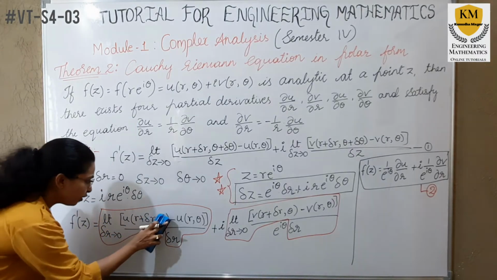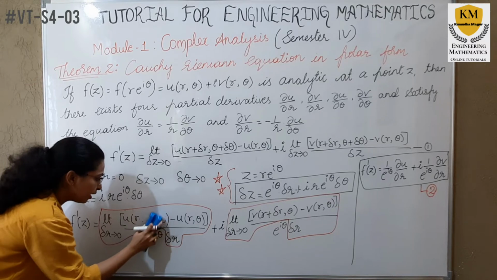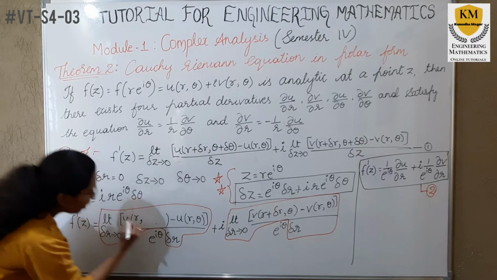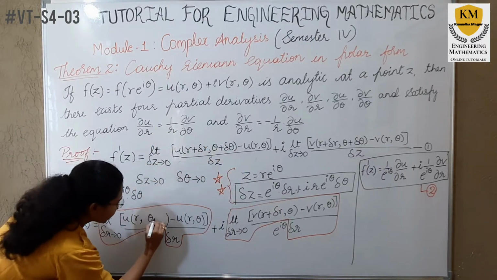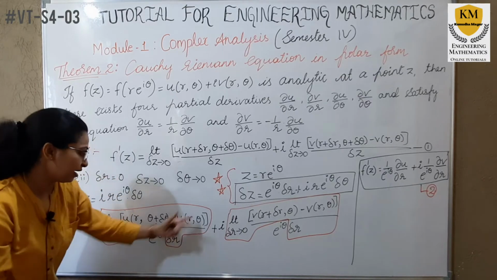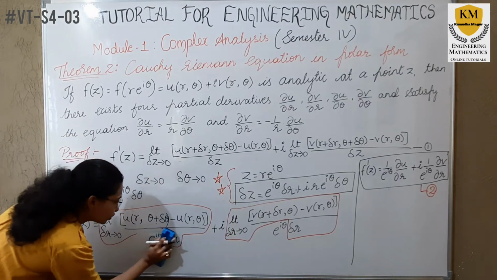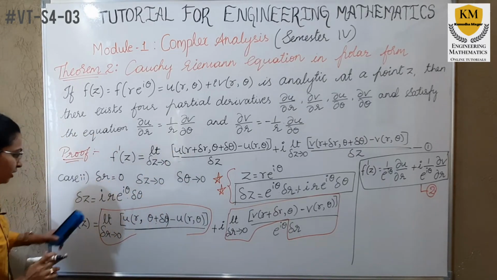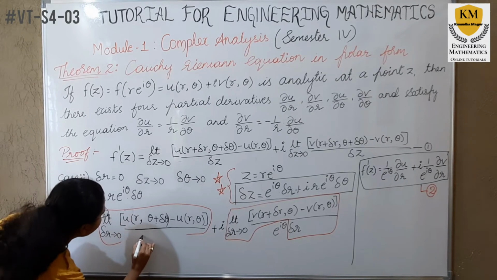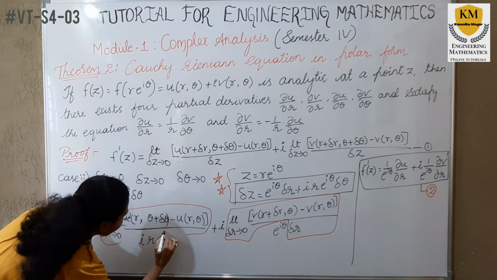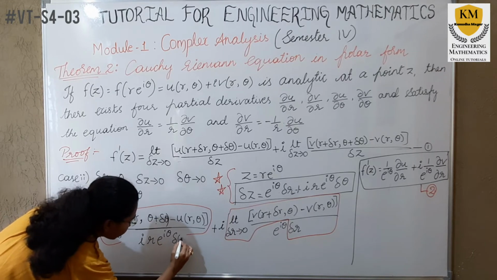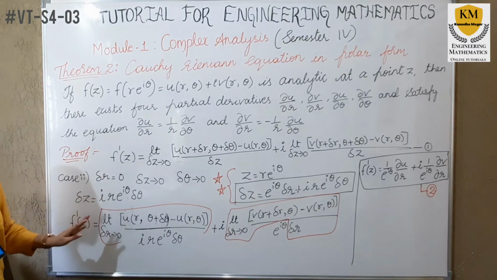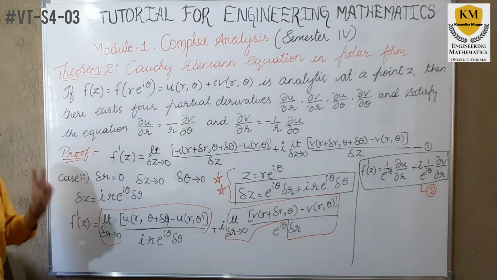Observe here, instead of r plus del r, what will come? As del r is 0, it will become r comma theta plus del theta. That's all. The remaining part is as it is, but in f dash of z, in place of del z, we should write i r e to the power i theta into del theta. Got it? You must understand only the changes, that's it. So it will be very easy for all of you to understand the second case.